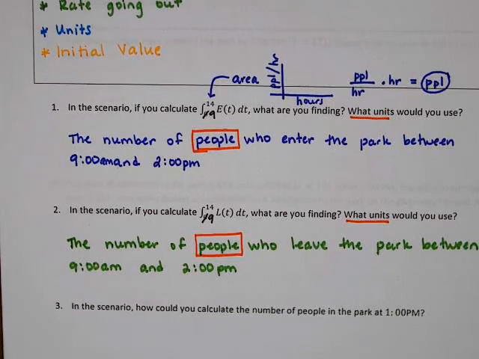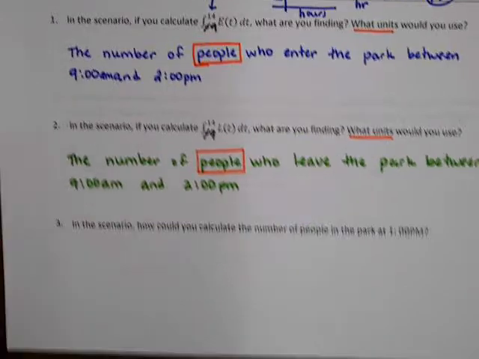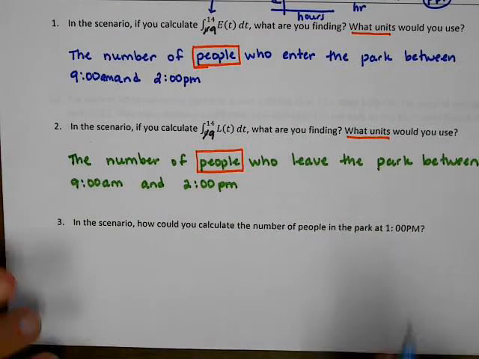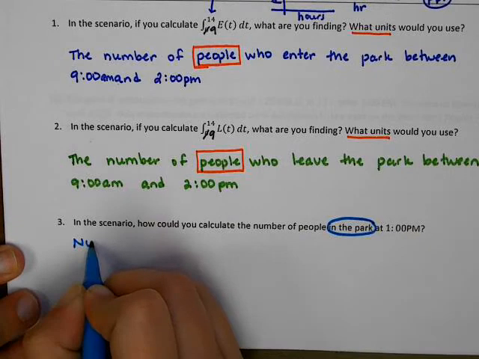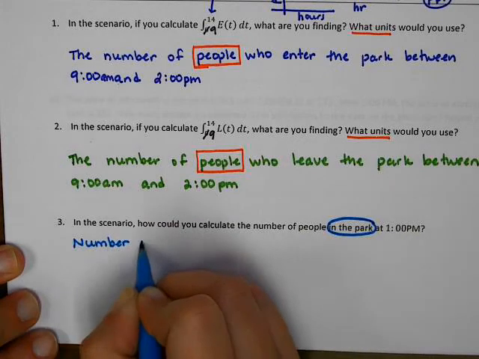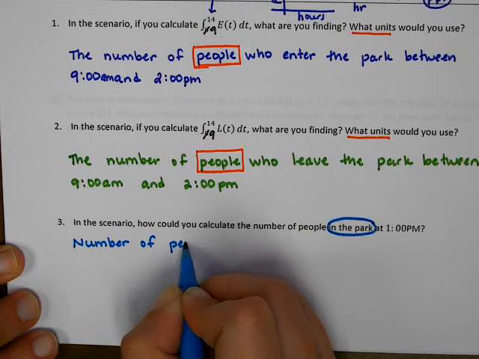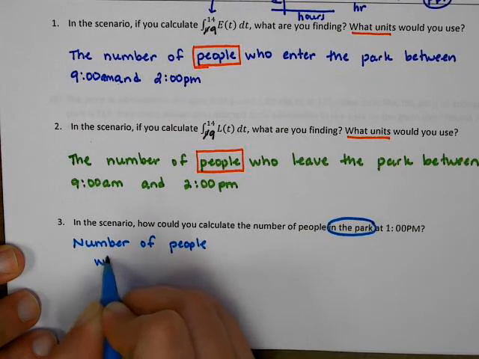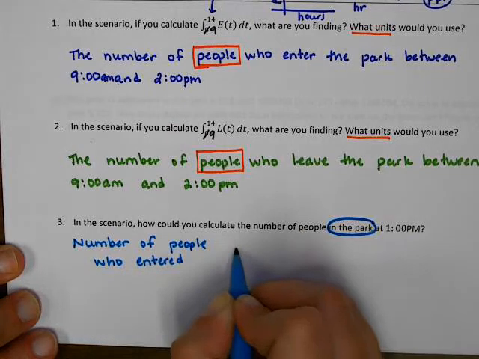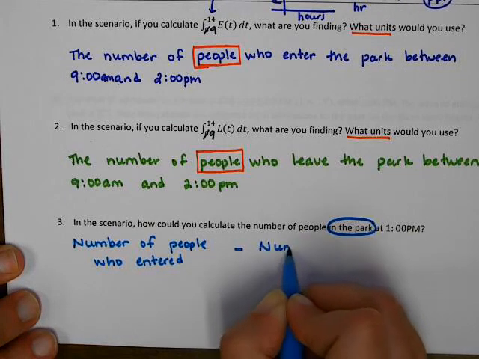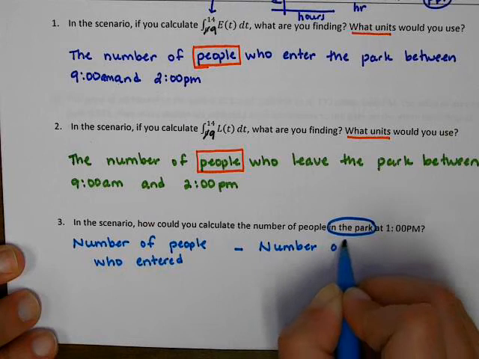In this scenario, how could you calculate the number of people in the park at 1 p.m.? Well, the number of people in the park are going to be the number of people who entered, but then we have to take away the number of people who left.